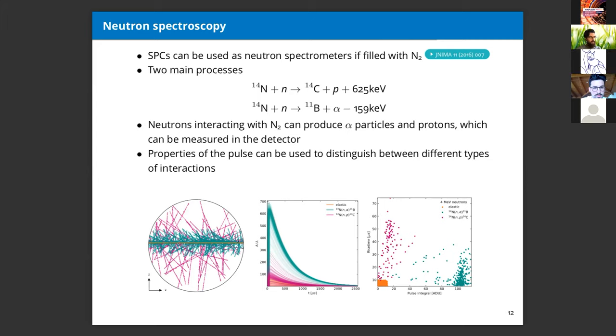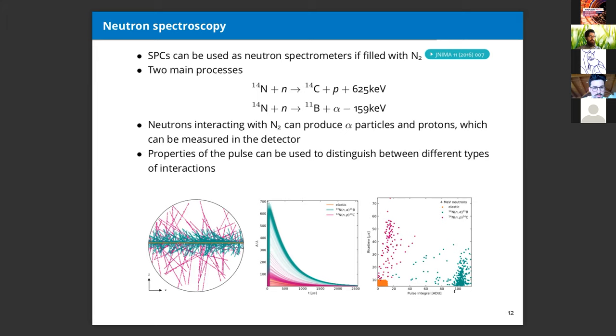Okay, and you can do that by looking at the properties of the pulse. You see that these short alpha tracks, all their energy is deposited in the detector. You get very large pulses. Protons, you tend to get smaller pulses. And then if you take some of these individual properties of each of these lines to say, look at the pulse integral on the x-axis and the rise time on the y-axis, you see that you really nicely separate out these different types of events.